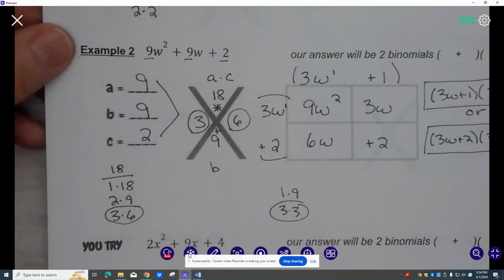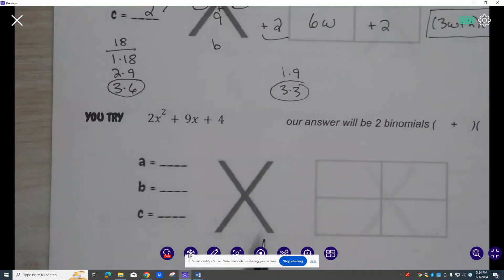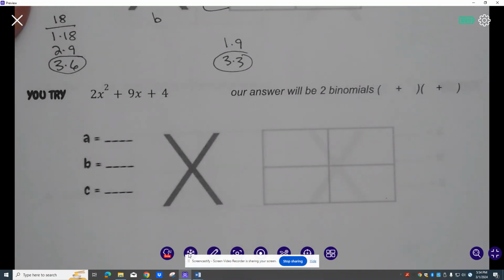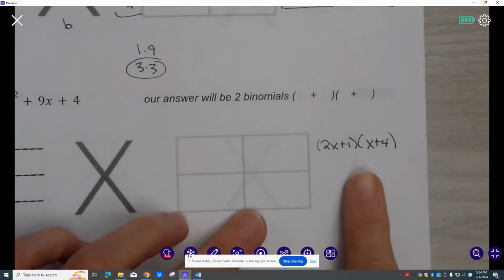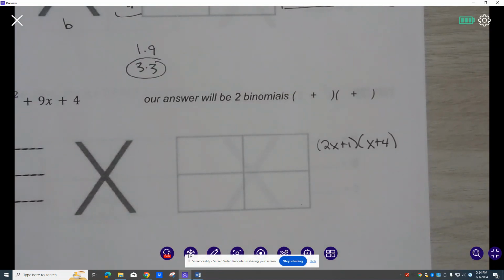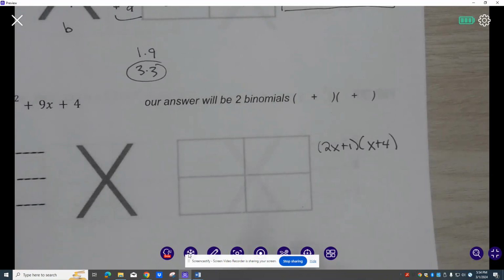The last video had example 2, and then the your turn is after example 2, so I recommend that you pause the video and try the your turn, and then come back to the video, and that should be the answer that you got: 2x plus 1 times x plus 4.